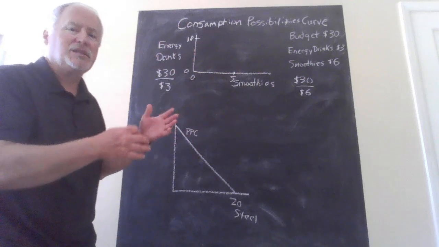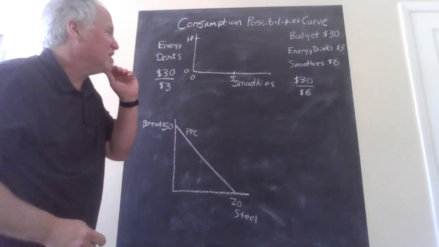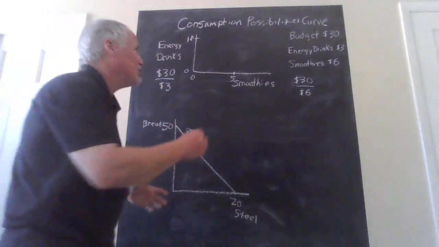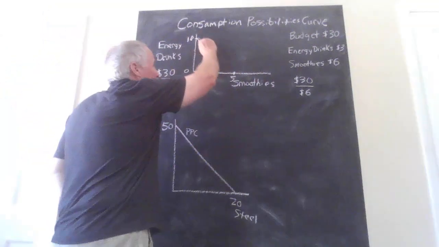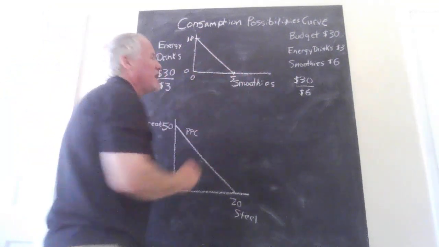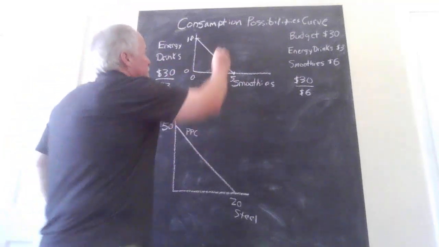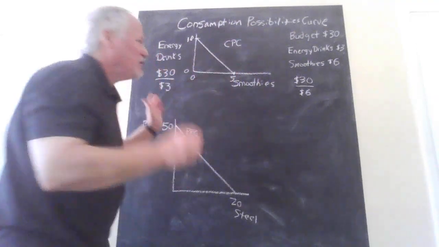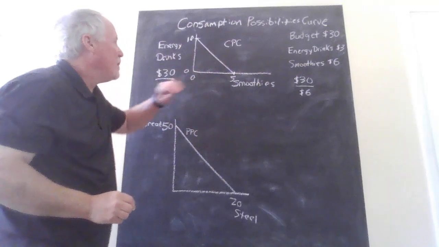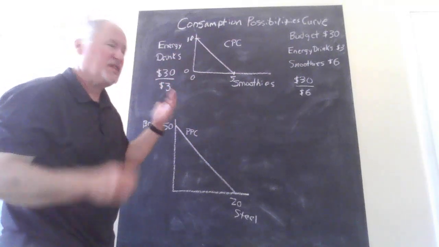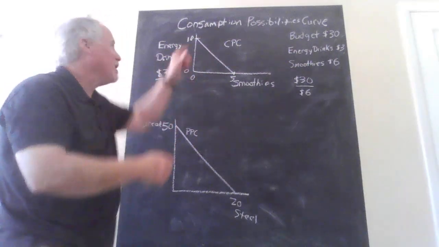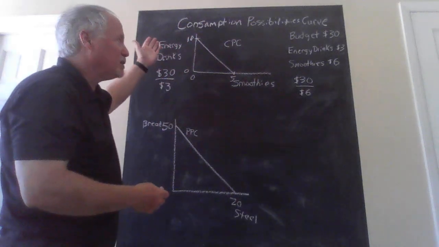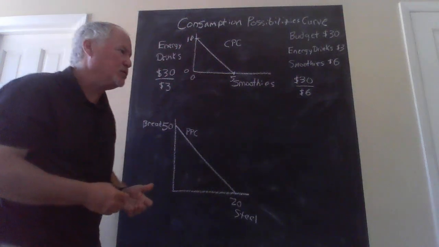And not surprisingly, then, since each smoothie costs $6, each energy drink costs $3, the consumption possibilities curve here in this case would be linear. It's got a negative slope to it. Don't worry about the negative slope, but it's got a negative slope to it. And that's necessary because if you're spending all your money up here on energy drinks and you want to buy a smoothie, you have to buy fewer energy drinks to be able to afford a smoothie.